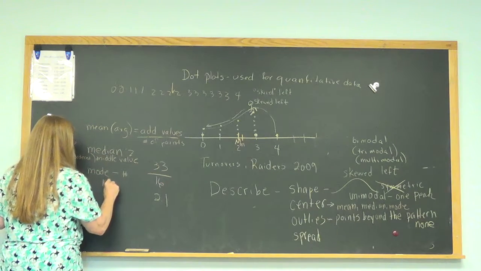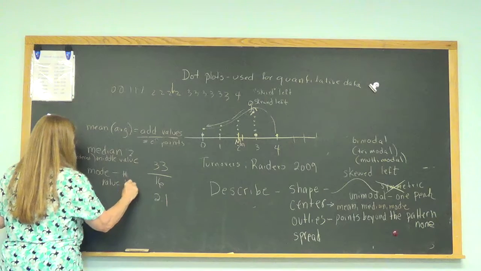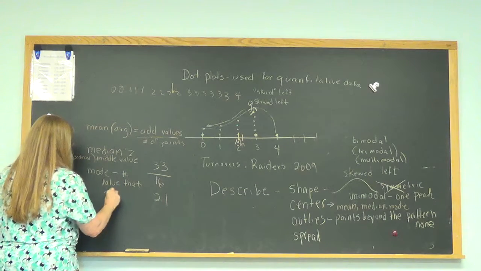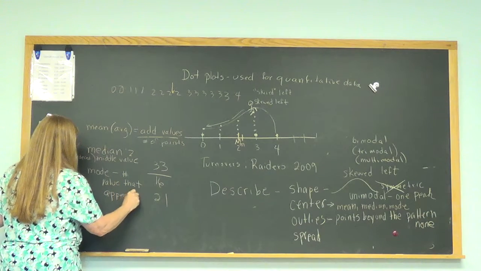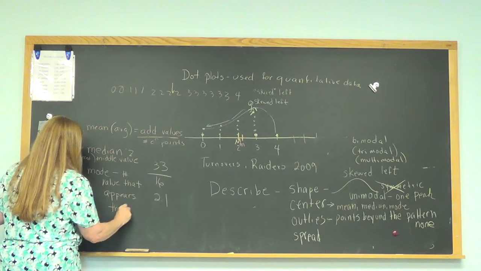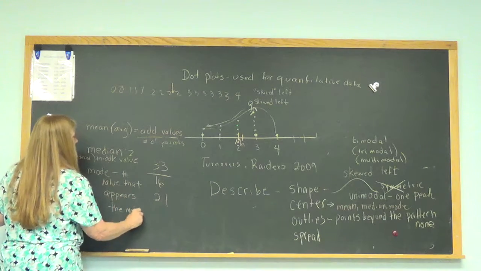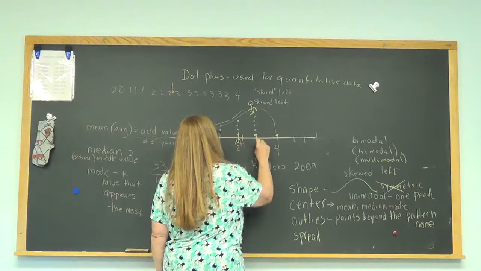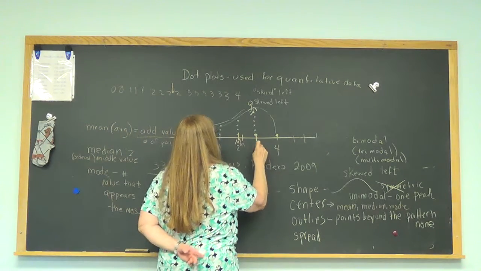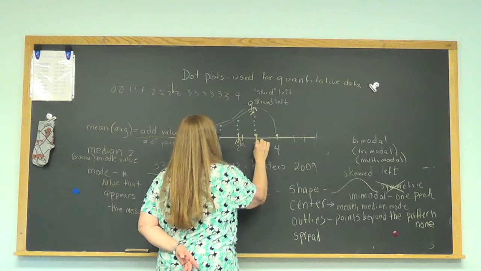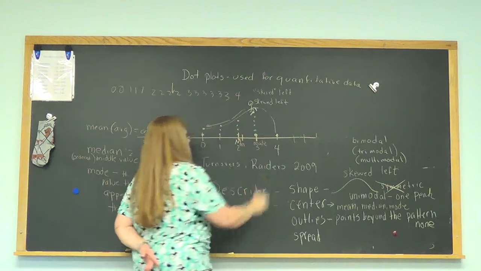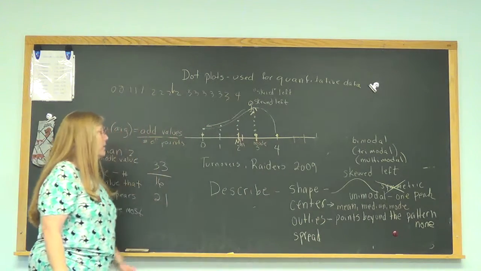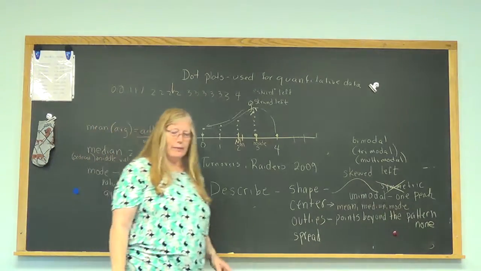The mode is the value that appears the most. So in this case, it was a 3. It's rare that the mean, median, and mode are the same, but it can happen. So this is the mode. I don't have a symbol for mode, but the mean is actually little m and the median is big M often.